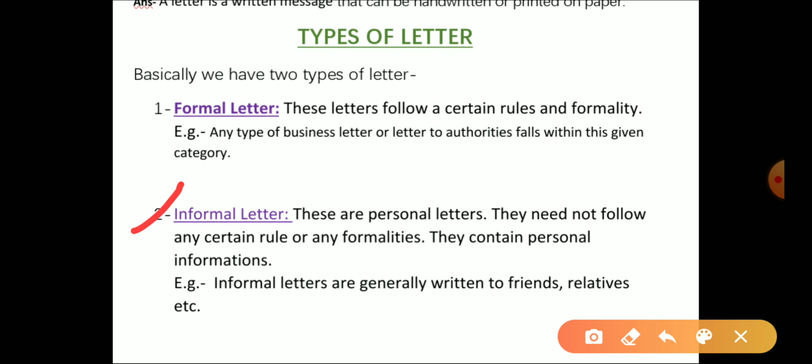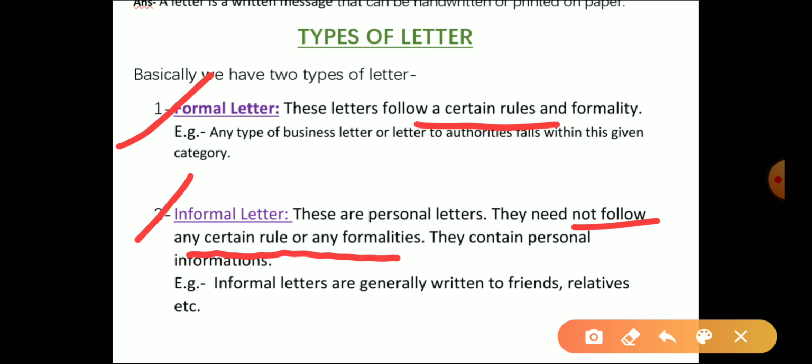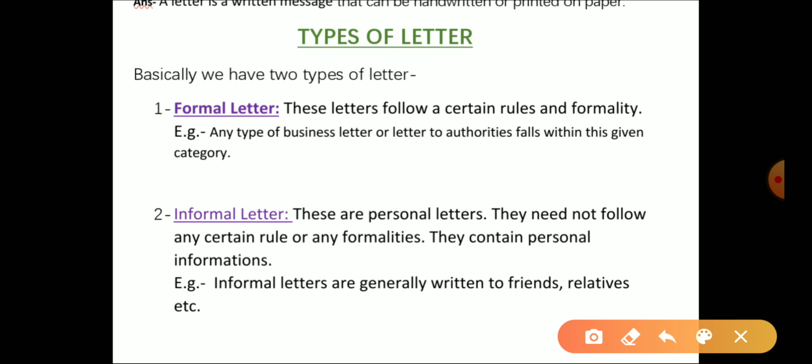Okay, now let's talk about informal letters. These are personal letters. They need not follow any certain rule or any formalities. Very easy. A formal letter will follow certain rules, and an informal letter will not follow any certain rule or formality. In an informal letter we will get personal information. Example, informal letters are generally written to friends, relatives, etc. Formal letters are written to authorities, but informal letters are written to friends, relatives, etc.